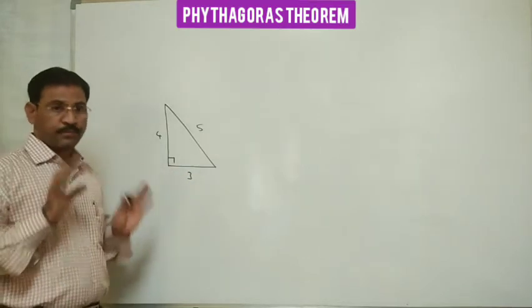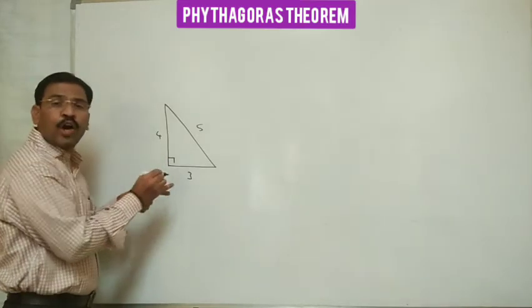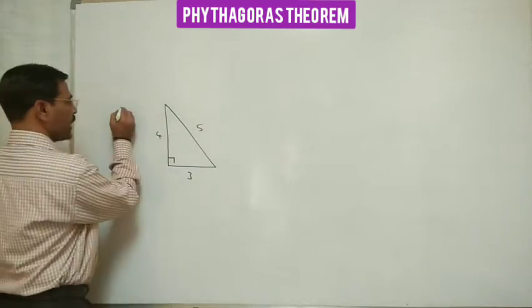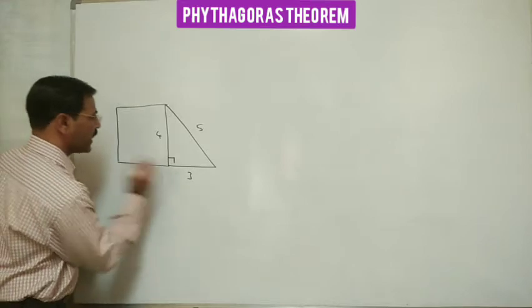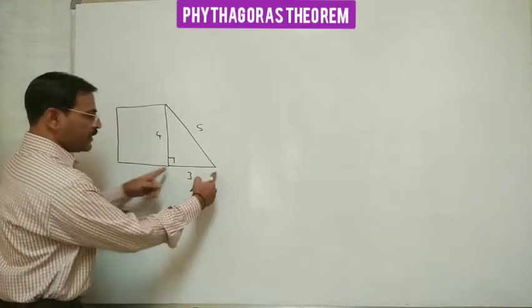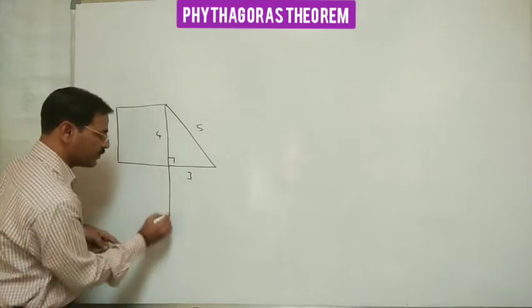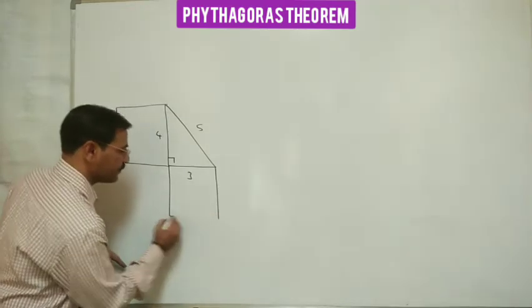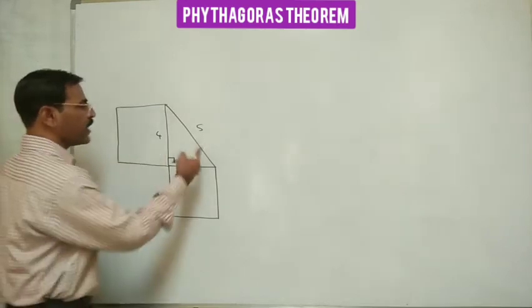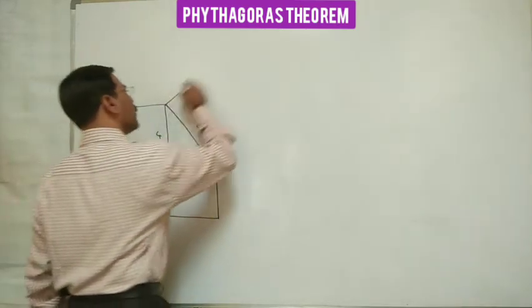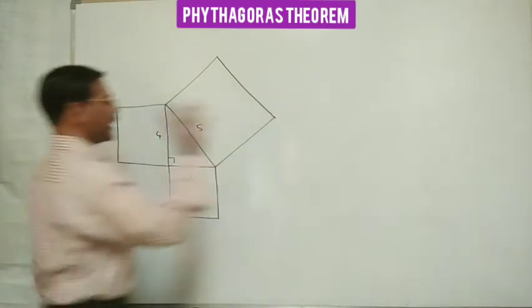Okay friends? Just concentrate here. Suppose it is a 4. That means I will draw one square with side 4, like this one. Just try to imagine all sides are same. Similarly, here this is a side 3, so I will draw one square of side 3. If it is not looking like a square, just suppose it is a square. Now here, this is a 5. Here also I will draw one square with side 5. Just try to imagine.